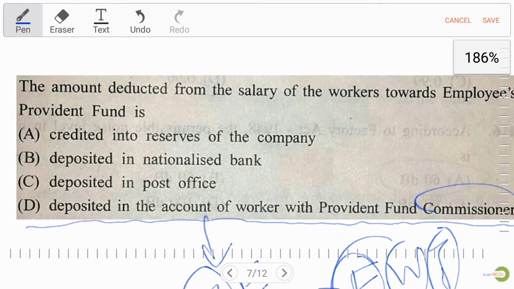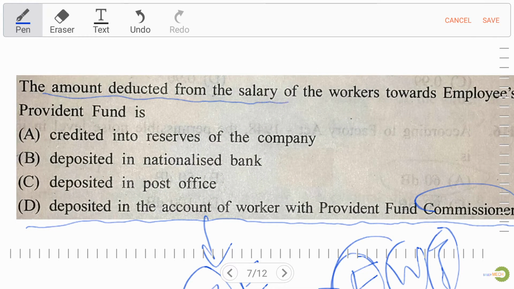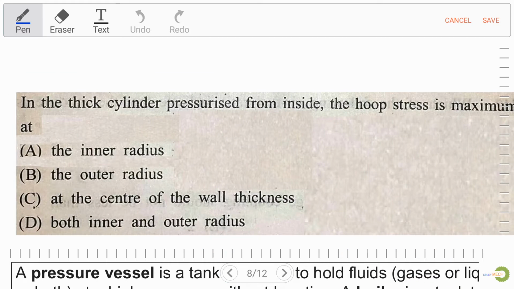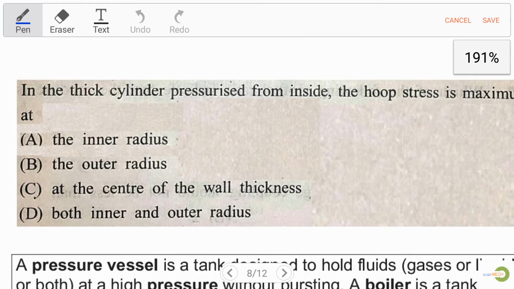Let's focus on the question again. The amount deducted from the salary of the worker toward the employees provident fund is option D, deposit in the account of the worker with the provident fund commissioner. Now let's discuss another important question.